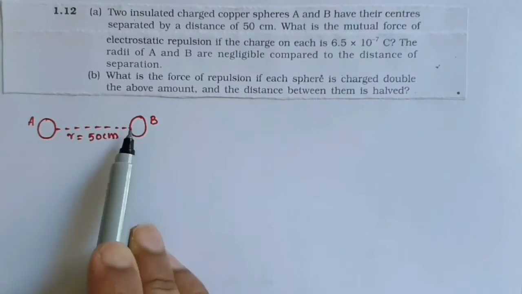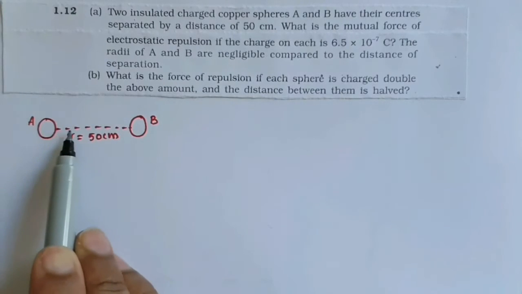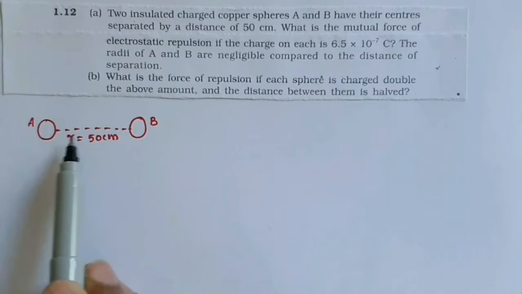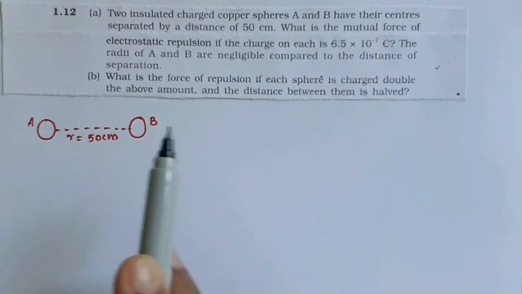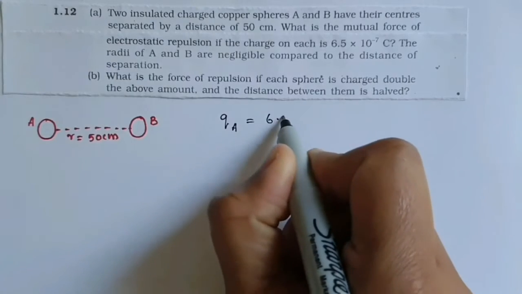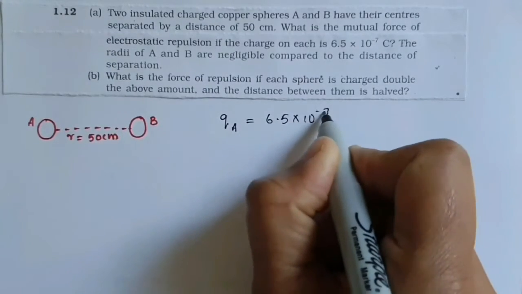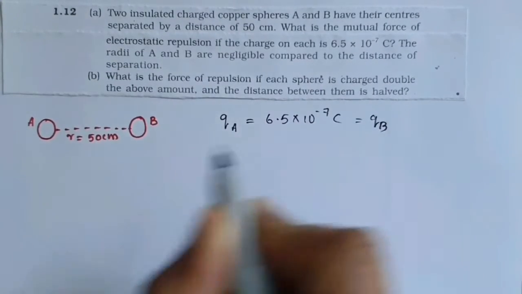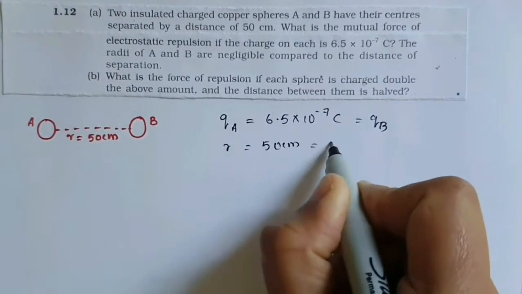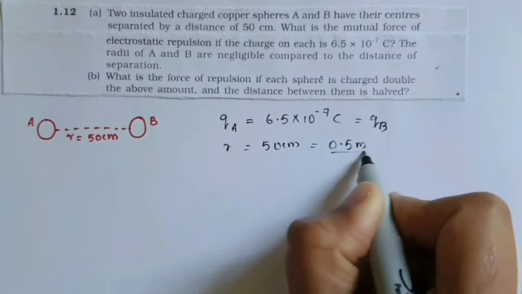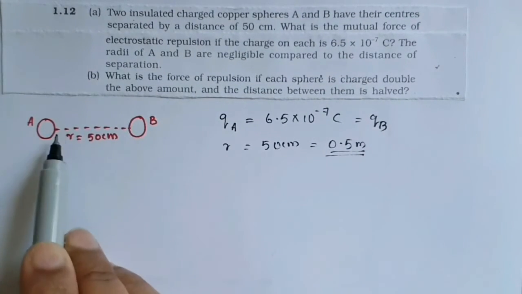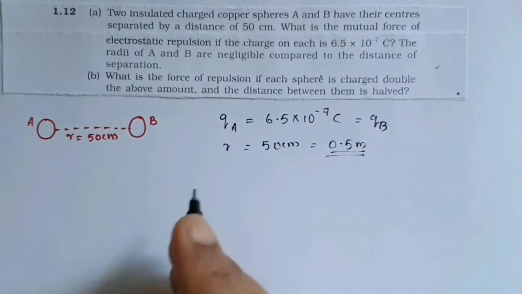Consider two copper spheres A and B. They are separated by distance r is equal to 50 cm. The charges on both the spheres are equal. Given QA and QB is equal to 6.5 into 10 raised to minus 7 coulomb. R, that is 50 cm, is equal to 0.5 meter. Now we have to find the force of repulsion between these two copper spheres.